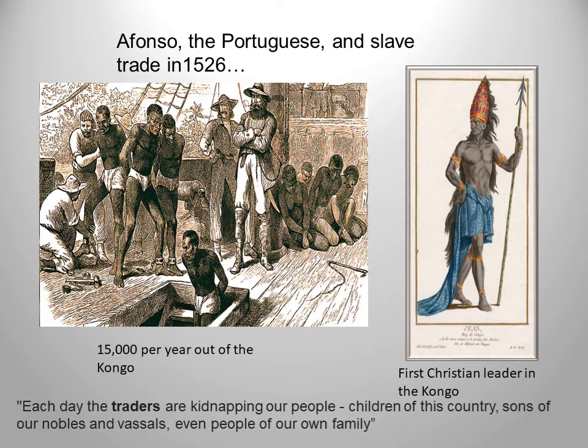So by this time period, you've got 15,000 a year that were being ripped out of the Congo. And this is straight from him. "Each day the traders are kidnapping our people, children of this country, sons of our nobles and vassals, even people of our own family." And so that's part of a letter that he wrote to the Portuguese government saying, please stop this, stop this.